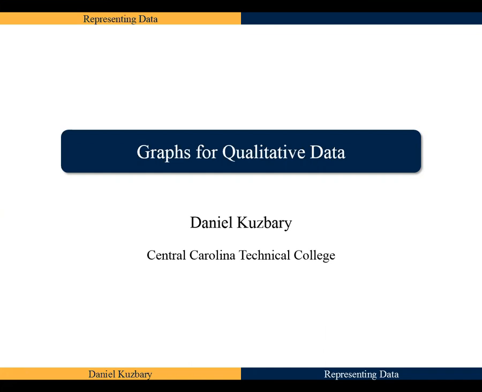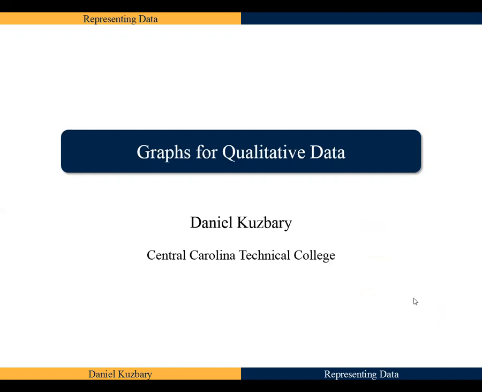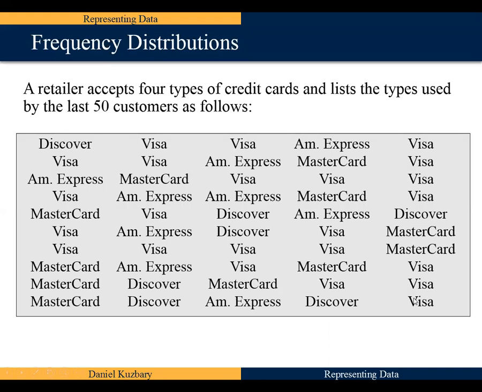So these next few videos are going to focus on graphing data. We'll start out with graphing qualitative data, which is the categorical data, the not numerical things. Let's start with something that we're going to need to do first. Here's a data set. This is a qualitative data set. We had a retailer that accepts 4 types of credit cards and lists the types used by the last 50 customers. So there are 4 different kinds of credit cards here in order.